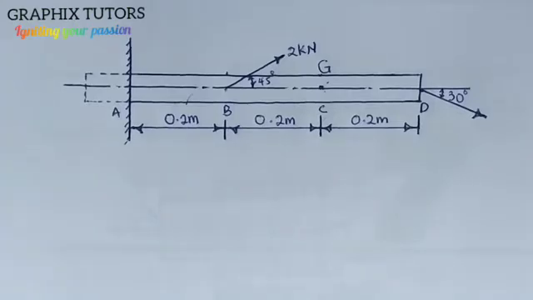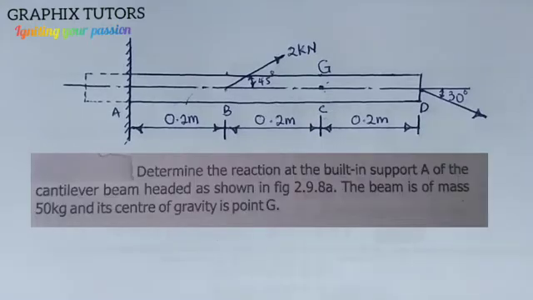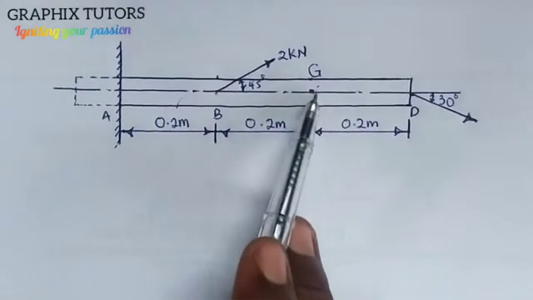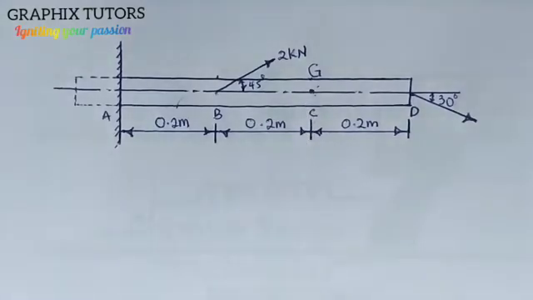Today we are to solve this question on mechanical engineering science, which is an aspect of mechanics. We are told to determine the reaction at the built-in support A of the cantilever beam, loaded as shown in this figure. The beam is of mass 50 kg and its center of gravity is at point G, this point G here. So we are told to determine the reaction.